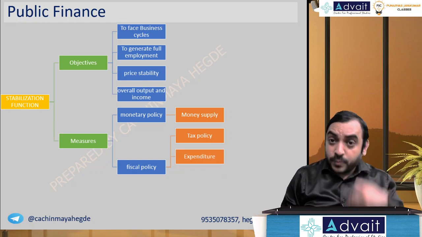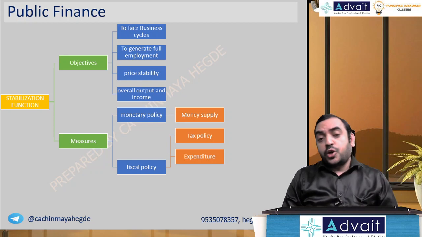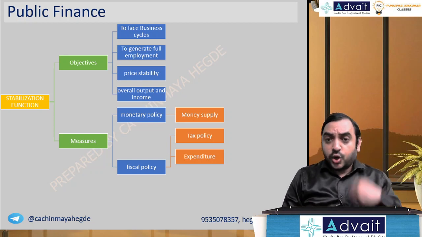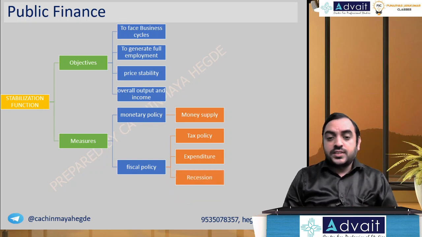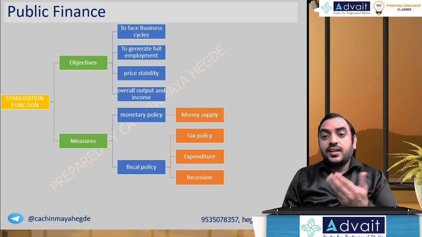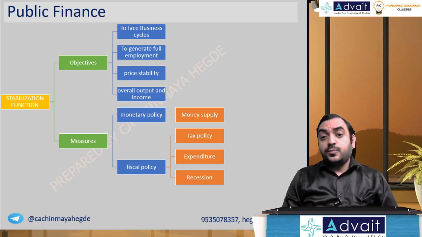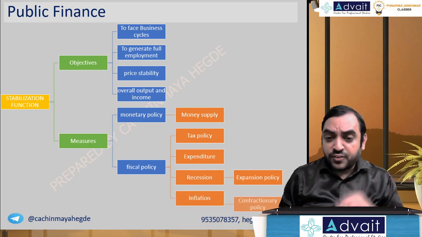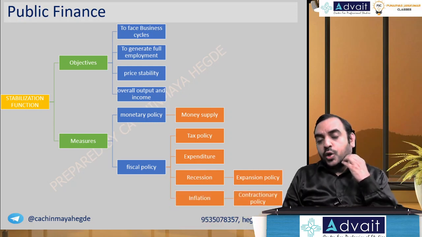Government spending money, government doing a lot of infrastructure projects, government starting its own organizations, government spending more money to support the business. During recession, especially like the corona stage, the government has to spend more money, they printed more money, they started the business. Expansion policy to be followed. If it is inflation, contractionary policy to be followed.